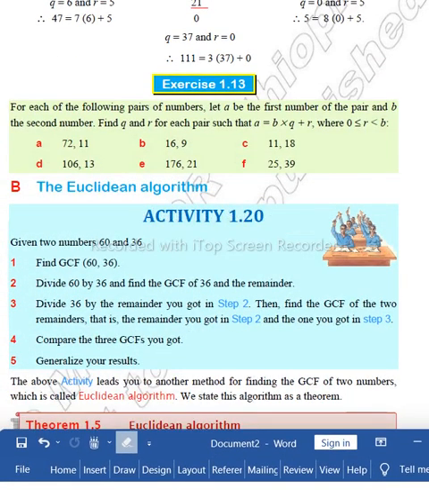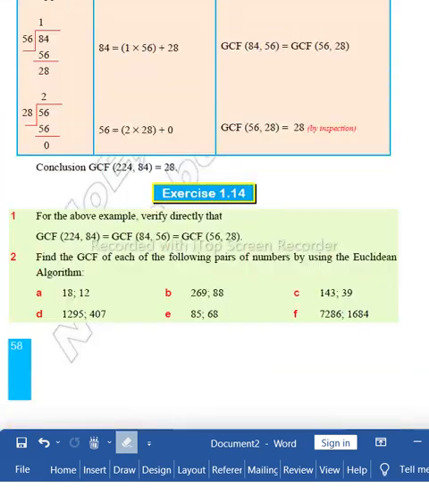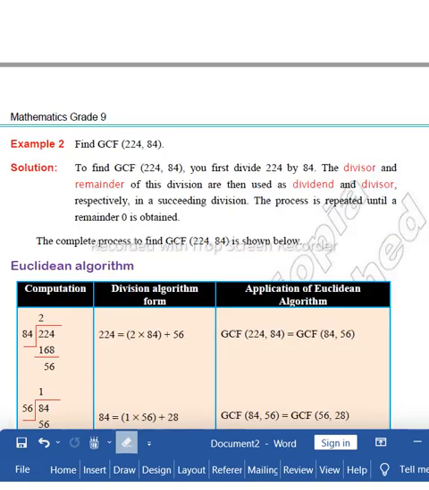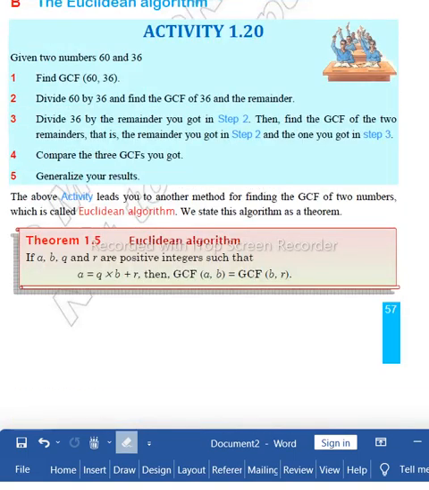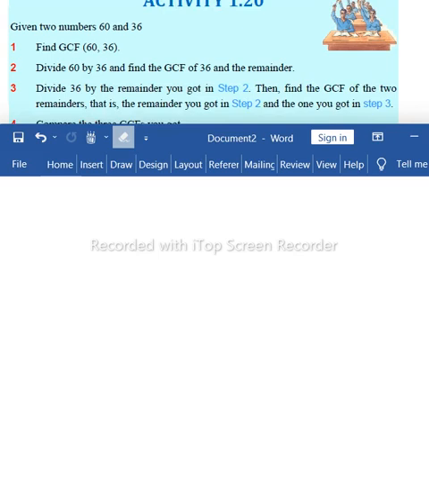The next lesson is the Euclidean algorithm. What is the Euclidean algorithm? We will see it in detail in this section with its exercises. Let us move first to the explanation. Find the GCF of 60 and 36. As we know, the greatest common factor of 60 and 36, as we saw before, is 12.